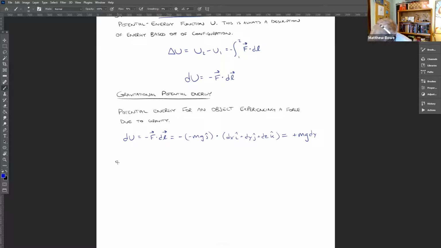I'll say, so for gravitational potential energy, U of G, it's equal to the initial gravitational potential energy plus whatever height you have this object at, mgy, or just, gravitational potential energy is mgh.